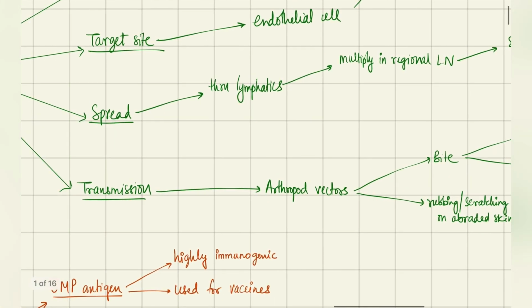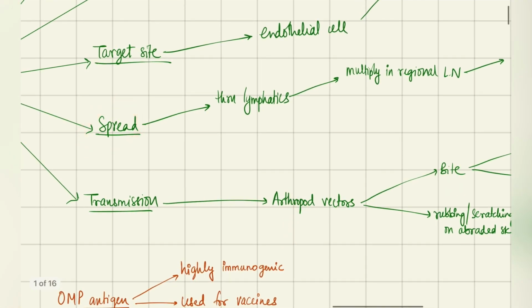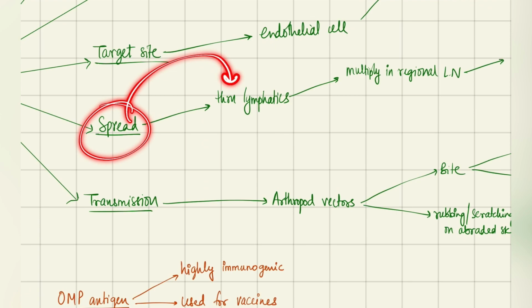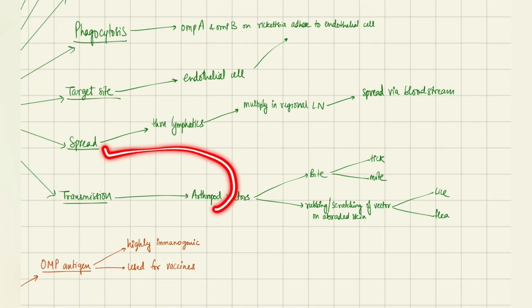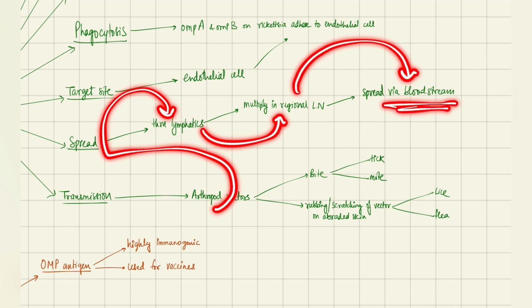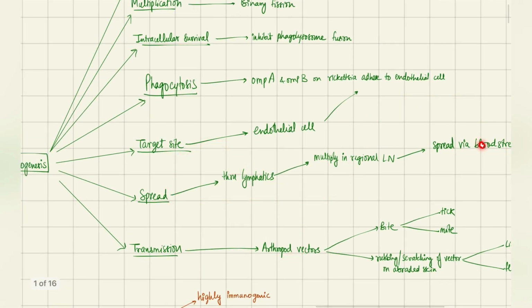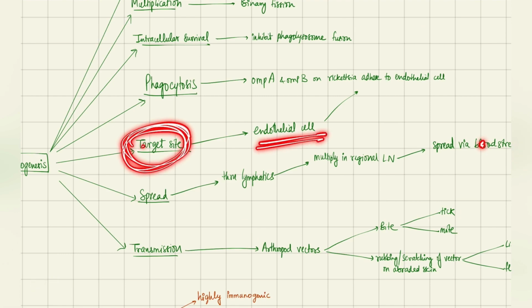Now, after transmission, after it has entered the body, what next? The bacteria will spread through the lymphatics, and multiply in the regional lymph nodes. After multiplying in the regional lymph nodes, it will spread via the bloodstream. So it's easy: transmission into the body, then spread through the lymphatics, then multiplication in the regional lymph nodes, and then spread via the bloodstream. In the bloodstream, the target site for Rickettsia is basically the endothelial cell.